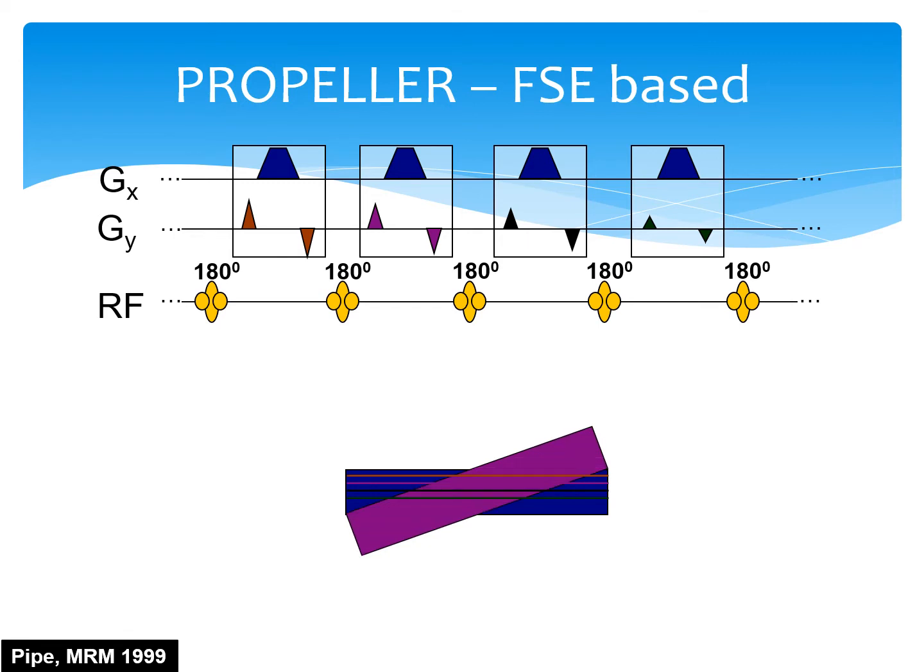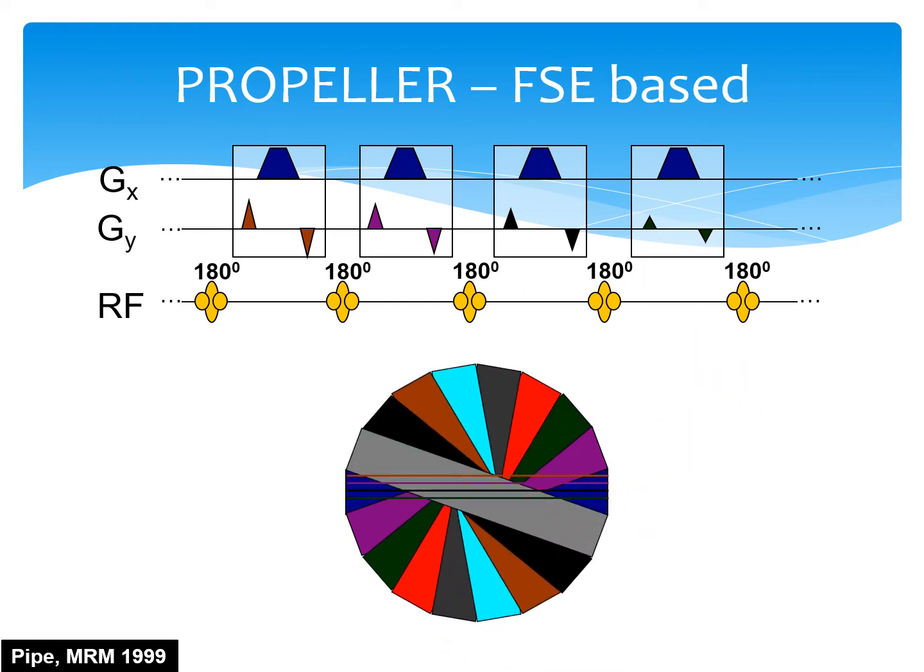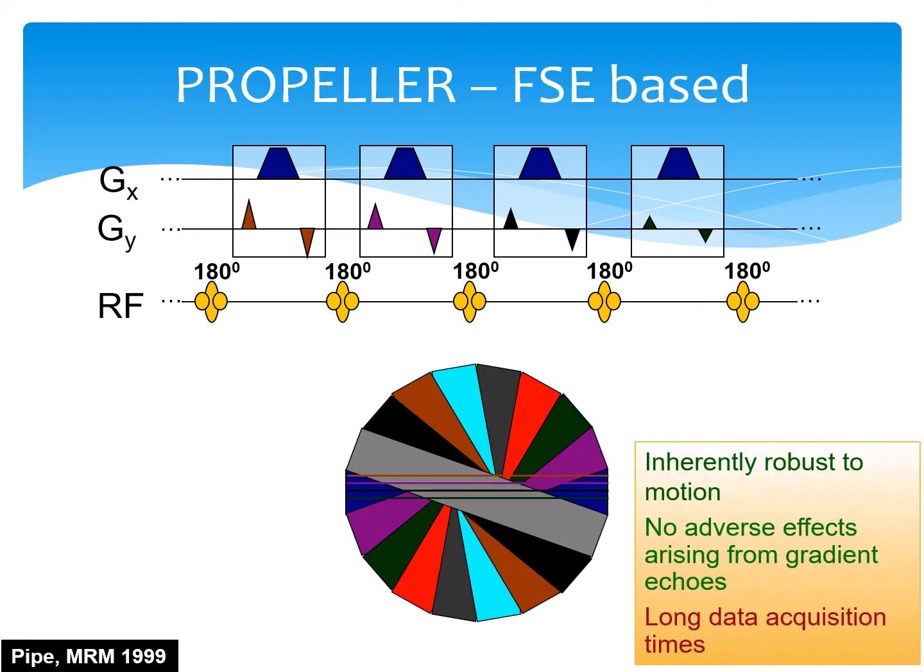As we move through subsequent TRs, the blades are rotated through an angular region of pi to cover the complete K-space. As you can see here, the central region of the K-space is acquired by every blade, and this inherently enables the sequence to be robust to motion. The sequence also does not suffer from any adverse phase sensitivity effects arising from gradient echoes. Due to the redundancy of the central region of K-space, the data acquisition efficiency does get to be low.